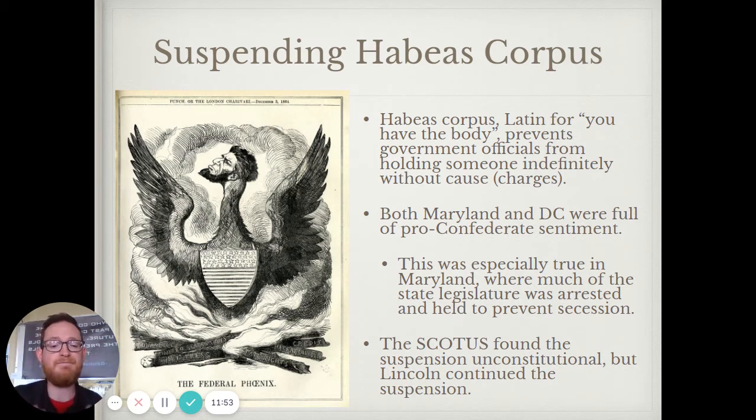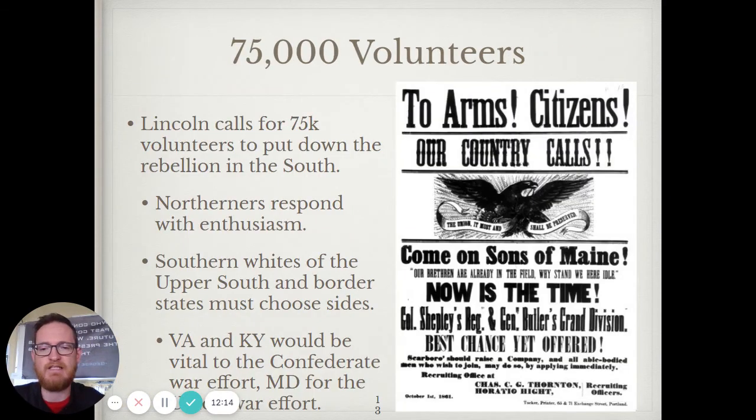Now, later on, the Supreme Court would find this unconstitutional. Shades of Andrew Jackson here. Lincoln would continue the suspension of habeas corpus, even though the Supreme Court found that unconstitutional. Now, Lincoln would use his own reasoning behind why he would do this, but he thought it was in the best interest of the country for him to suspend habeas corpus.